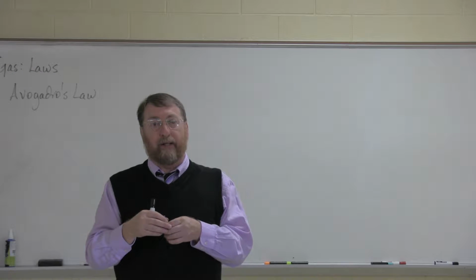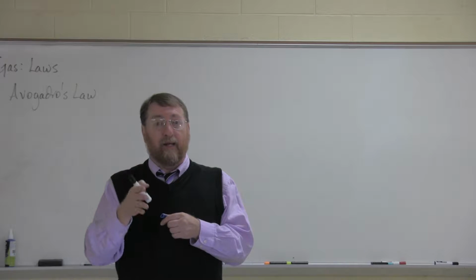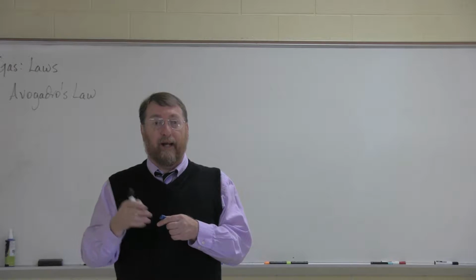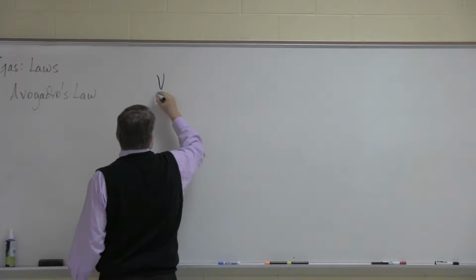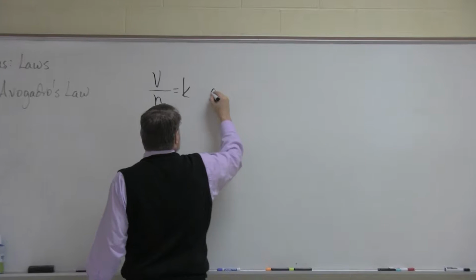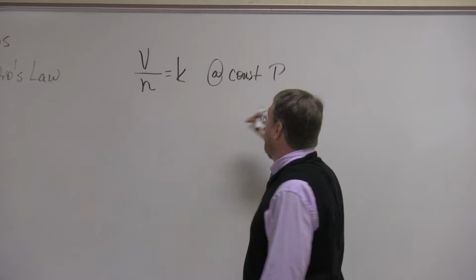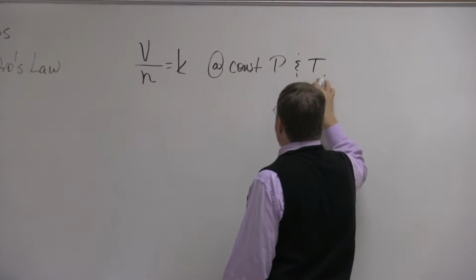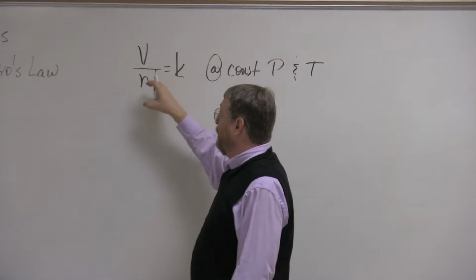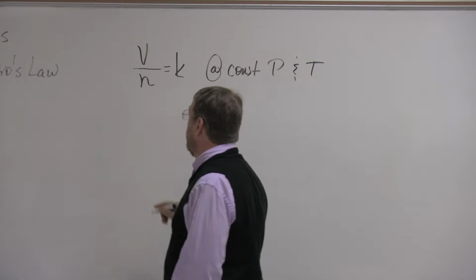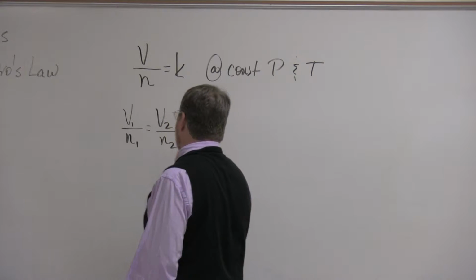So Avogadro's Law says that the number of moles is directly proportional to the volume. Or the way he said it was that equal volumes of gases always contain the same number of particles. The direct relationship looks like this: V over N equals K, as long as we have constant pressure, which is easy because we live at constant pressure from the air, and temperature. If the temperature and pressure are held constant, then the number of moles added into a vessel will expand its volume. Or if we take away moles, we'll contract the volume. The useful form is V1 over N1 equals V2 over N2.